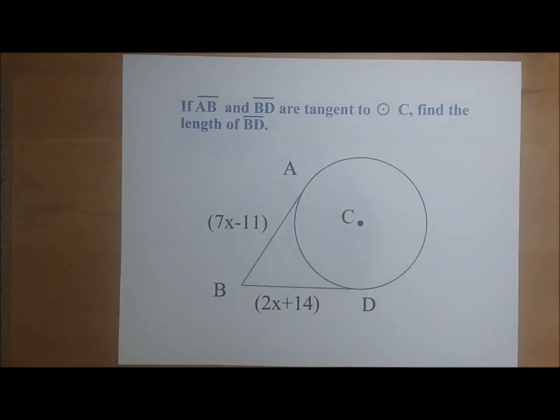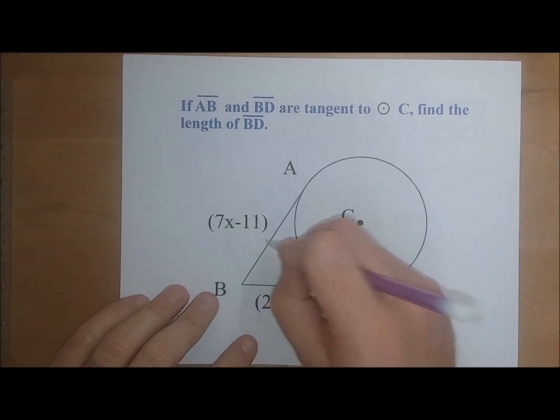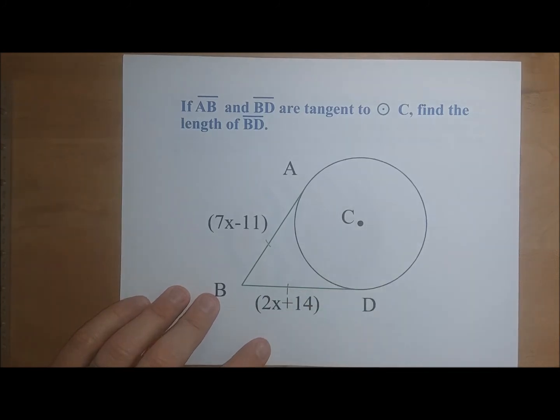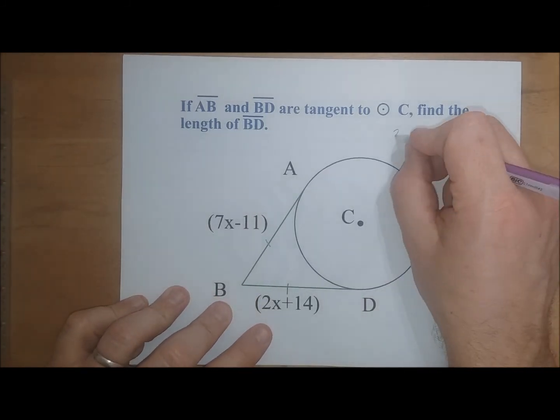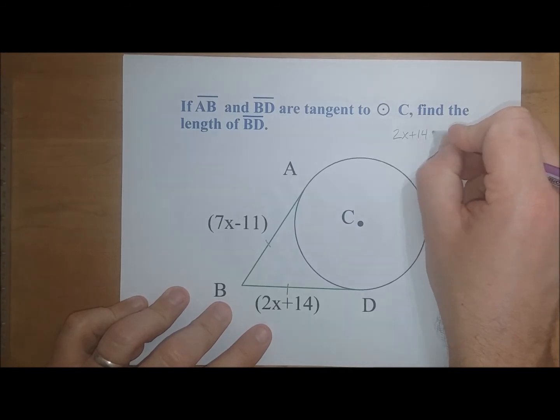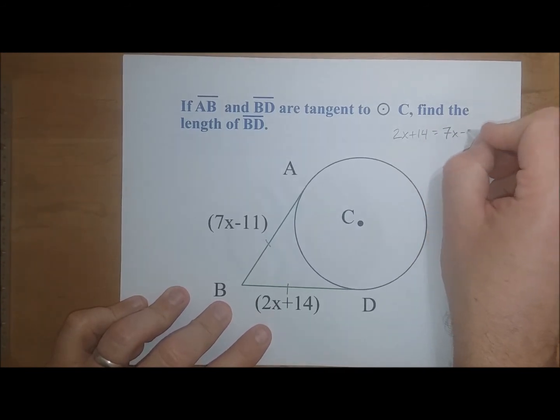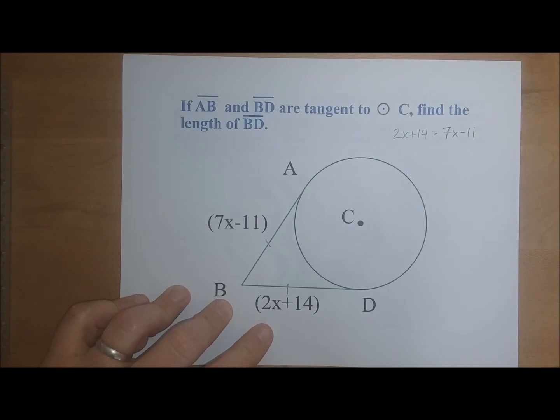Okay, one more of those. Maybe you want to pause the video and try this one on your own. If AB and BD are tangent to circle C, then I'm going to go ahead and recognize that those have got to be congruent. Okay, and if they're congruent, then these expressions must be equal. So in order to find BD, I can solve for x first. I'll say 2x plus 14 must equal 7x minus 11 if those tangents are congruent.